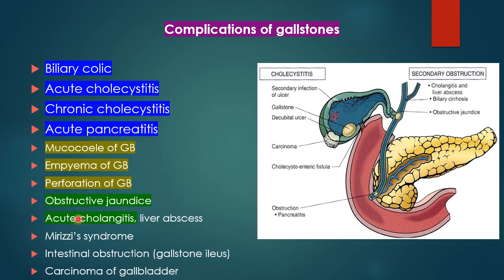Obstructive jaundice, acute cholangitis, and liver abscess are complications of stones in the CBD, or choledocholithiasis. Stones in the CBD can give rise to obstructive jaundice, cholangitis, and liver abscess. And these last three are not so common: Mirizzi syndrome, intestinal obstruction from gallstone ileus, and carcinoma of the gallbladder.